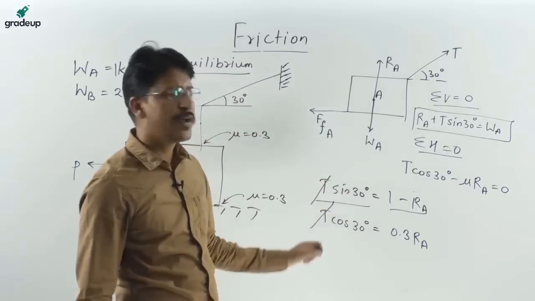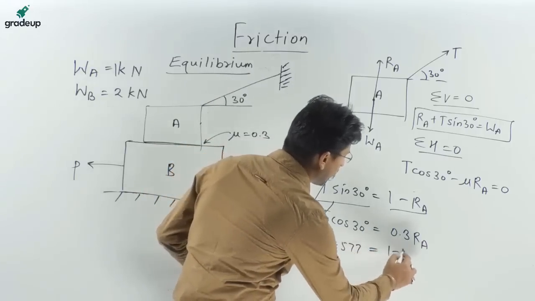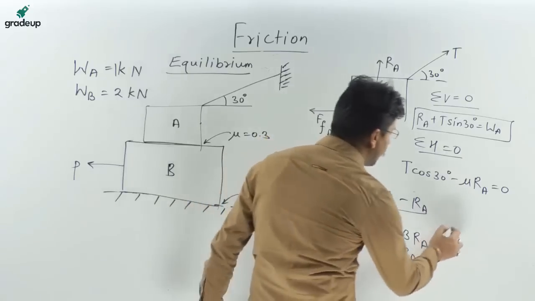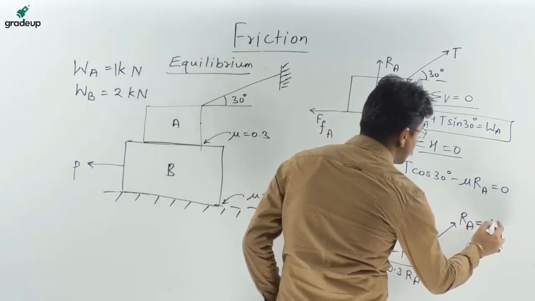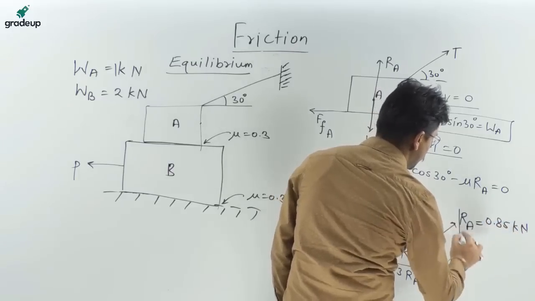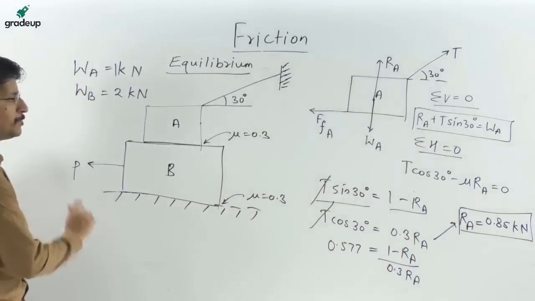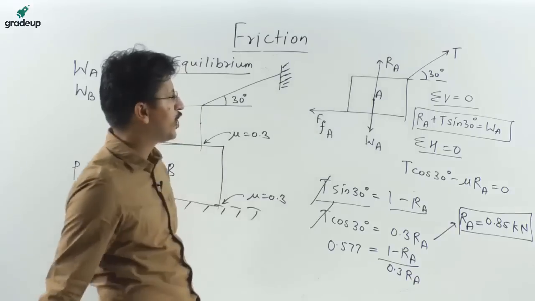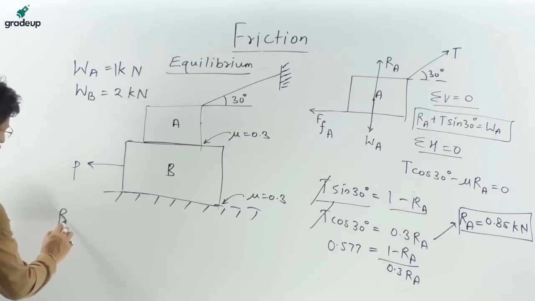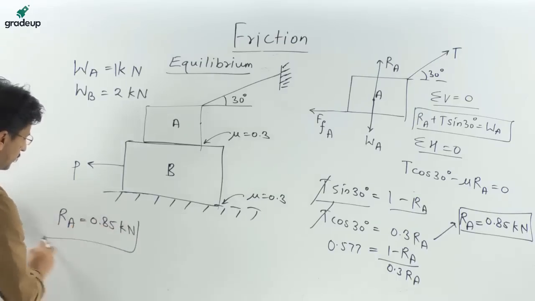Tan 30 value is 1 by root 3, so that will be 0.577 equal to 1 minus RA over 0.3 RA. So from here you will get the value of RA as 0.85 kilonewton. Okay, but this RA is not required. We are required with this force P. This we got. Okay, so now writing this value here, RA equal to 0.85 kilonewton.